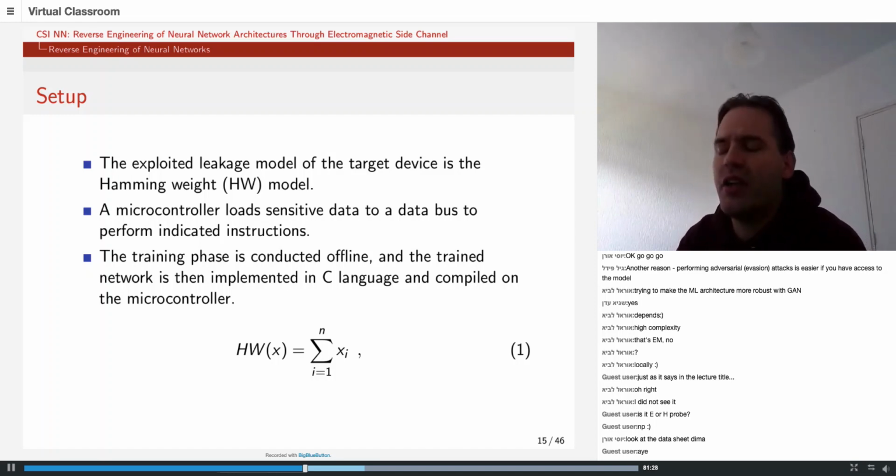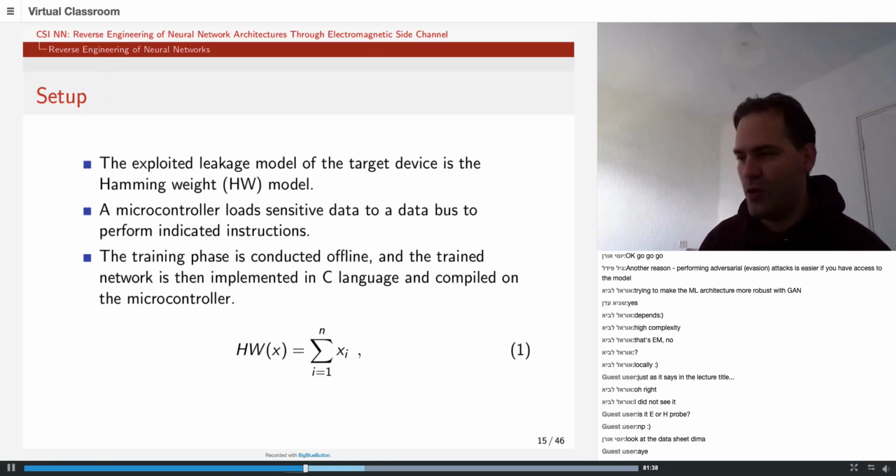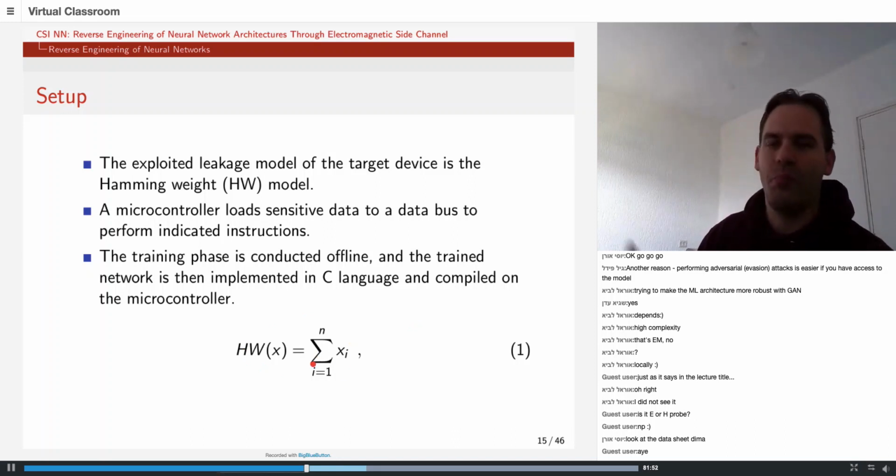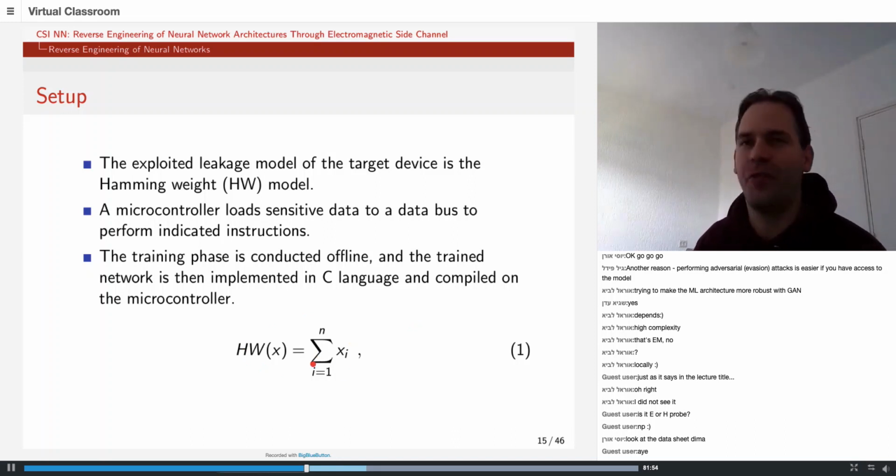Basically, the microcontroller loads the sensitive data to a data bus to perform any kind of instruction. Just as information, you do the training phase offline, of course, and then we implemented the network in C language, compiled on the microcontroller, and this is just the expression for our Hamming weight. Depending on the number of 1 bits, we have different Hamming weights.